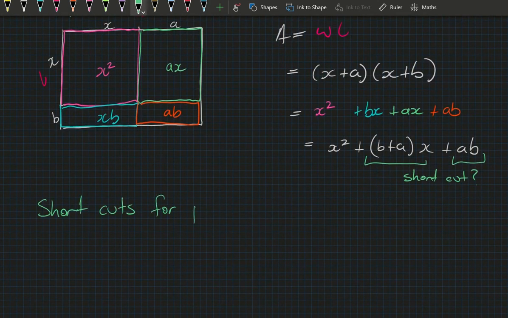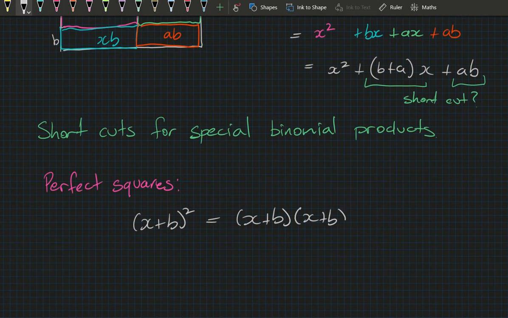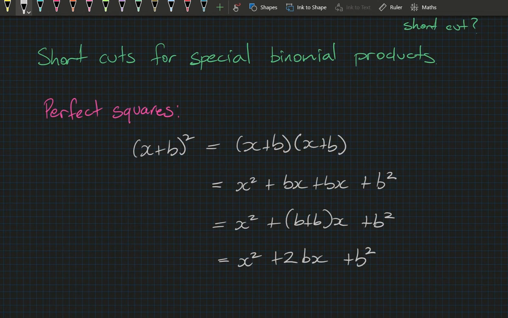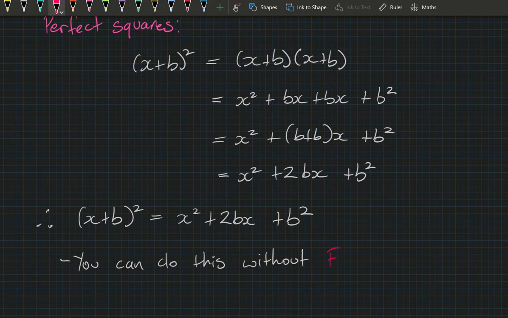Anyhow, with certain types of binomial products, we do have shortcuts. One of these is when we have what's called a perfect square, i.e. some number x plus b squared will equal x plus b times x plus b. So then expanding that by using FOIL and then collecting like terms, and considering b plus b is 2b, we end up with x squared plus 2bx plus b squared. Therefore, you should know that x plus b squared will always equal x squared plus 2bx plus b squared. Now you should be able to do this without FOIL.